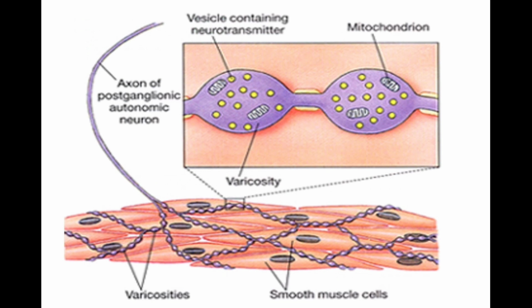The receptor sites for noradrenaline are located over the entire surface of effector cells. Noradrenaline is not only released from nerve terminals but also from varicosities. Each varicosity acts like a nerve terminal.